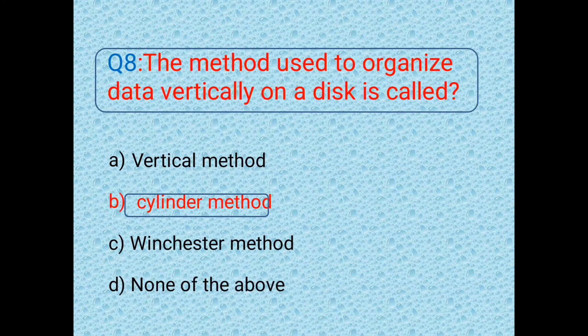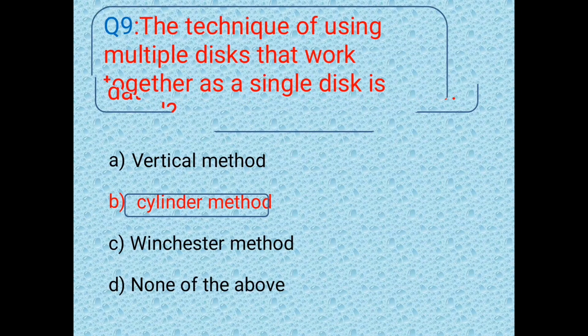Question number 8. The method used to organize data vertically on a disk is called: A, vertical method, B, cylinder method, C, Winchester method, D, none of the above. So the correct option is B, cylindrical method. The cylindrical method is the method used to store or organize data vertically on the disk. So the correct option is B, cylindrical method.